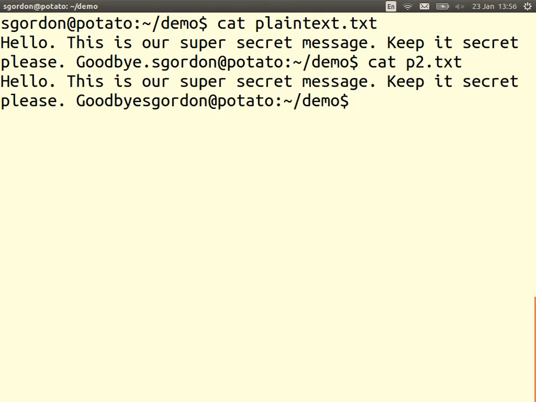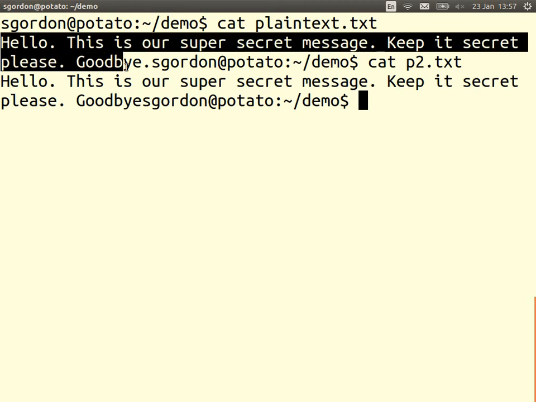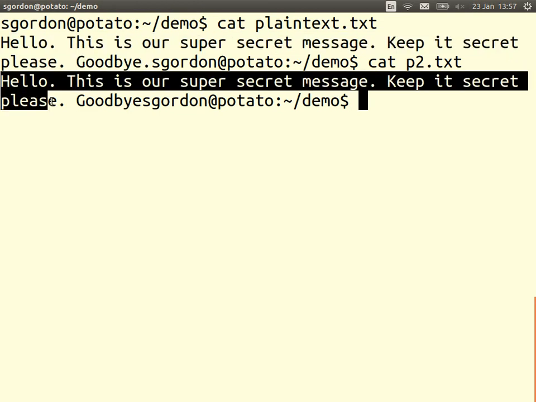Two messages. One stored in the file plaintext.txt and the second message is in p2.txt. What's the difference between them? Are they the same? It's hard to see. No, it's a bit confusing, but because there's no new line character, the first message goes up to here, goodbye, full stop. The second message, goodbye, no full stop. Okay, just one byte different.